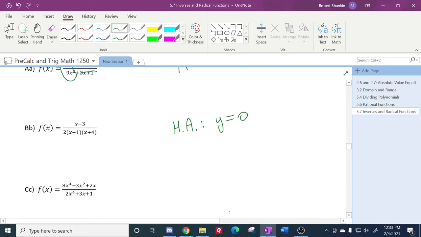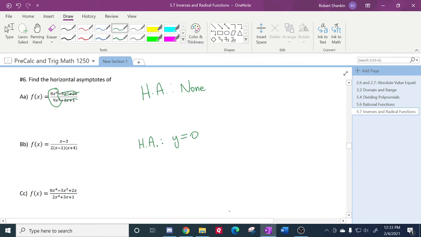And do part C. Find the horizontal asymptotes. Part C. 20 seconds more. Alright, the horizontal asymptote.